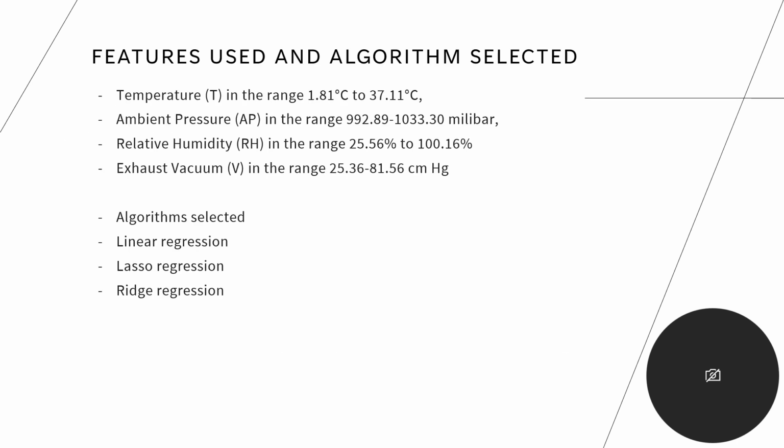Moving to the next slide, the features used and the algorithms that have been selected for the implementation. The features are temperature, ambient pressure AP, relative humidity RH, and exhaust vacuum V. And the algorithms that have been selected are linear regression, lasso regression, and ridge regression.